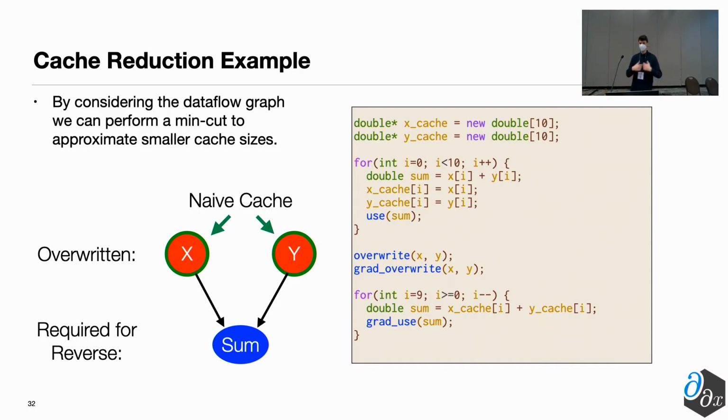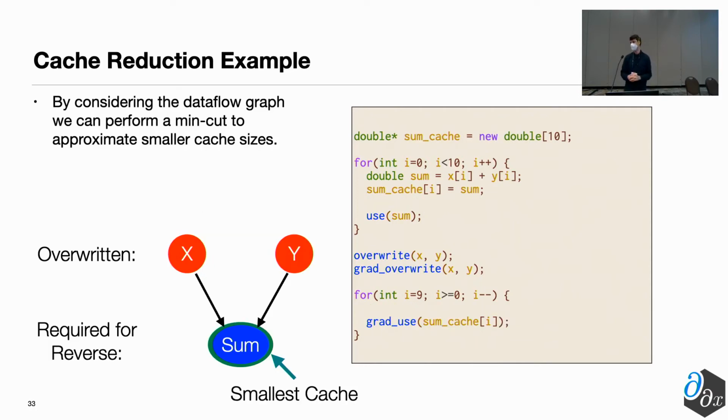However, if we look at the data flow graph here, we notice that we can, instead of choosing x and y, just cache the single variable sum, which will save us half the memory, since there's only 1 location to store, rather than the 2 locations of x and y. Generalizing slightly for an arbitrary graph, what we do is we run a minimum cut over the total graph that separates the variables that are potentially overwritten from the ones that are actually required.